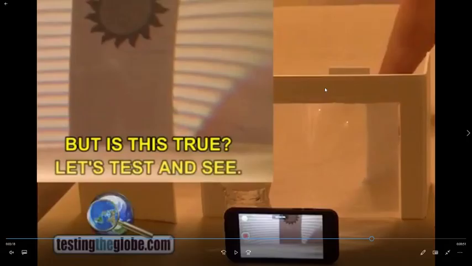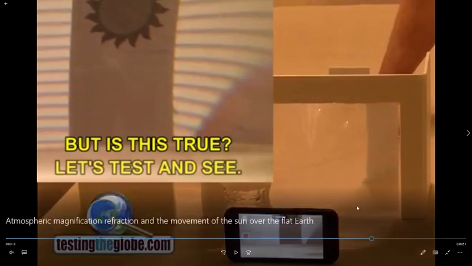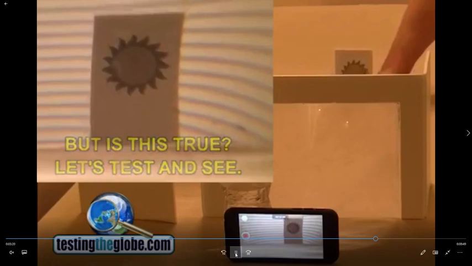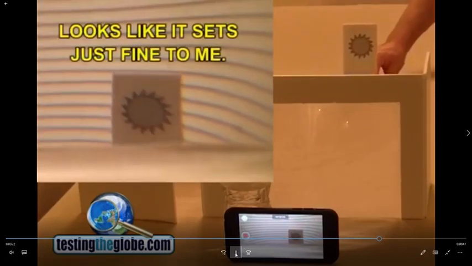Now, Rob Skiba came up with this scheme for atmospheric refraction, claiming that moisture in the air would cause a magnification. And he's got this little demonstration, which I'll play now, of how he thinks the sun could set under these conditions. So I'm just going to play that.